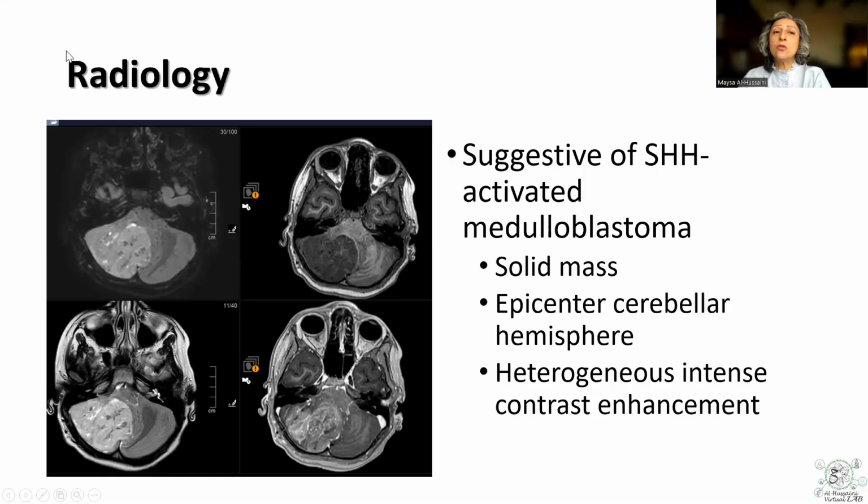I have to allude here to the important role of radiology in supporting the diagnosis, because a good radiology image with a good radiologist with interest in neuroradiology can really suggest the subgroup of medulloblastoma, because SHH-activated medulloblastomas usually are solid masses with the epicenter present in the cerebellar hemisphere. It's not in the vermis, it's not in the midline, it's not in the fourth ventricle, and very characteristically it shows heterogeneous intense contrast enhancement.